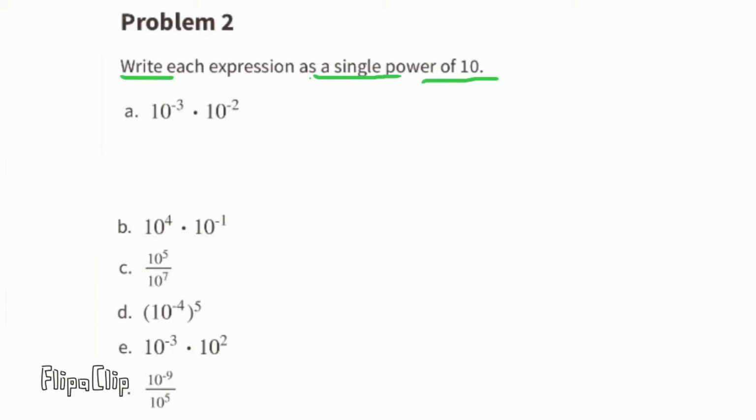Problem number 2. Write each expression as a single power of 10. A. 10 to the power of negative 3 times 10 to the power of negative 2. We can rewrite that as 1/10 times 1/10 times 1/10. That represents 10 to the power of negative 3 times 10 to the power of negative 2, 1/10 times 1/10. Altogether, we have a total of 1/10 times itself 5 different times, which is equal to 1 over 10 to the power of 5. Written as a single power of 10, this would be 10 to the power of negative 5.